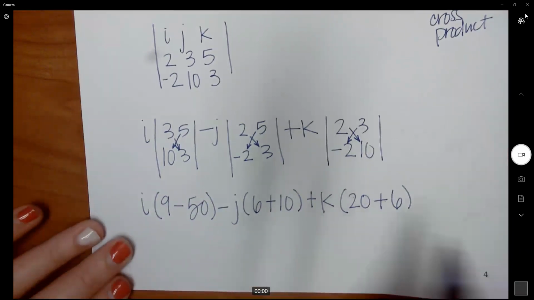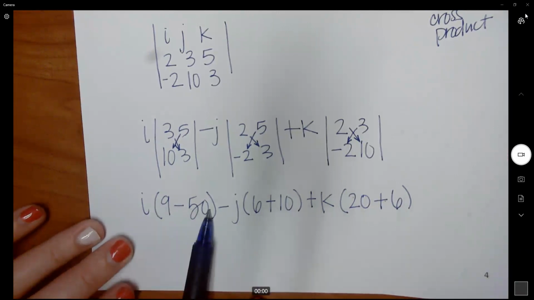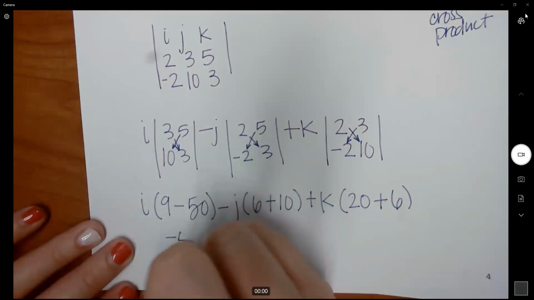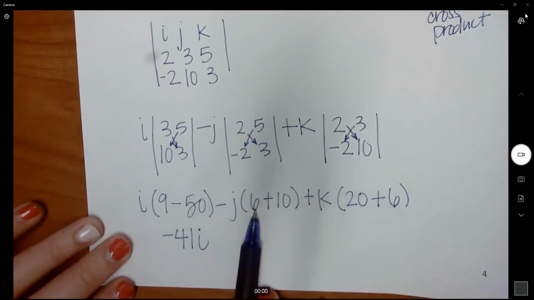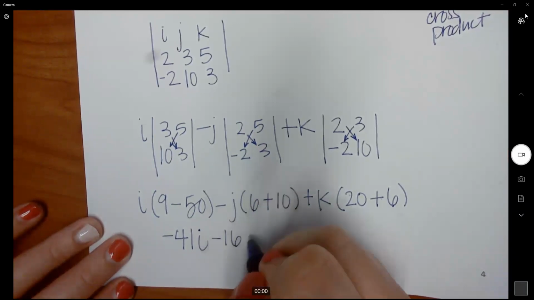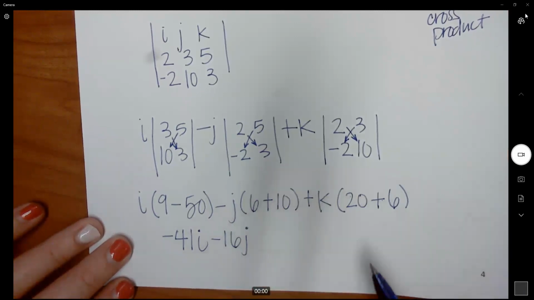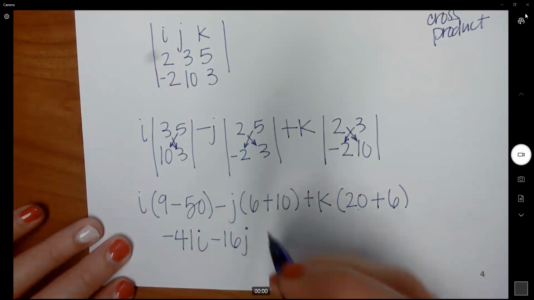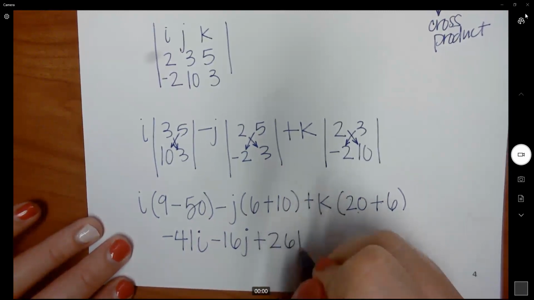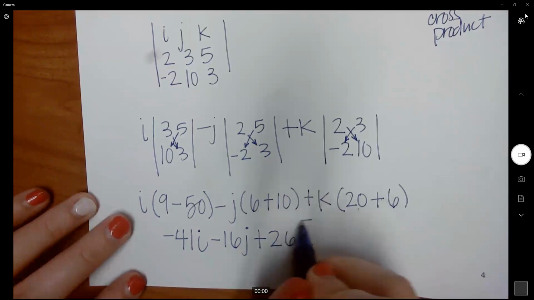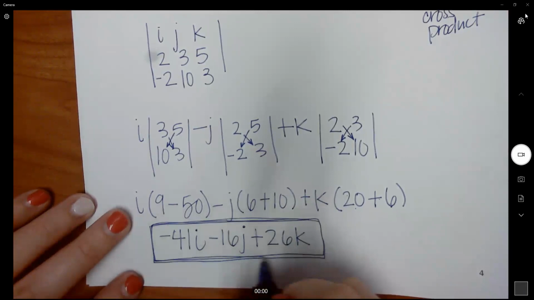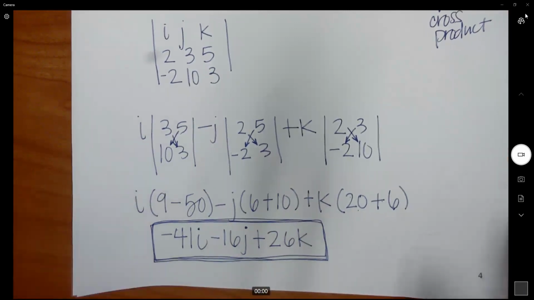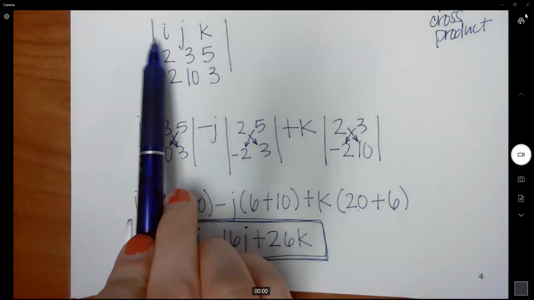So now just simplify. 9 minus 50 gives me negative 41. So this is negative 41i. 6 plus 10 is 16 times a negative j is a minus 16j. And 20 plus 6 is 26 times k is plus 26k. Because we have variables in this 3x3 determinant, we don't get a one number answer, we're going to have answers involving our i, j, and k.